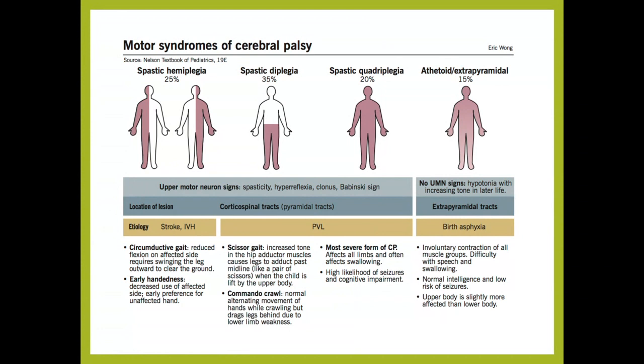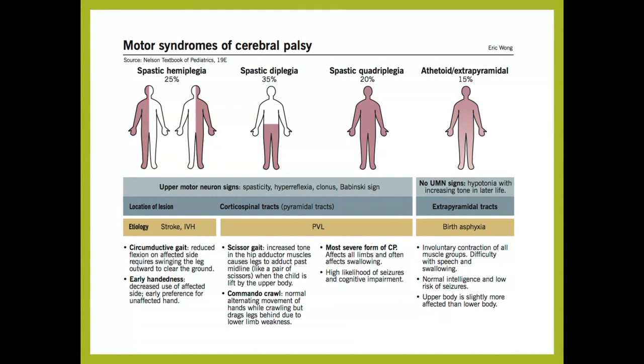Persons who were in clinic with me yesterday saw a child with spastic hemiplegia, and he had that classic circumductive gait with reduced flexion on the affected side. You have to swing the leg outward to clear the ground, and there's early handedness. So if you're taking a history and the parent tells you that they knew the child was right or left-handed, say by 6 months of age, that should make you think that there was some hemiparesis in that child, because usually handedness is not determined until 18 to 24 months of age.